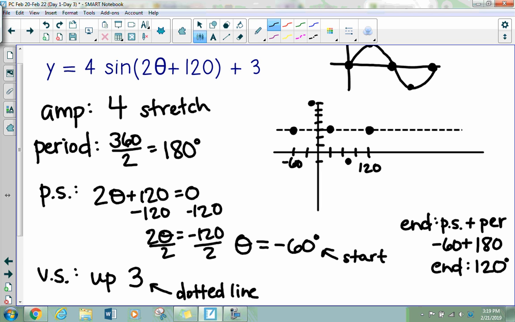And again, this is all I'd be looking for. If you want, you can draw that, it keeps going and it keeps going with the same kind of pattern. But as long as you got one good cycle drawn in, that's all I would be looking for.